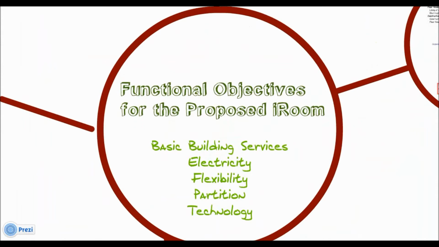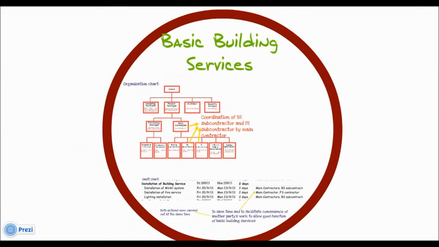Since the 5 functional objectives have already been illustrated using the POP model and parts of the 3D BIM model, I will talk more on how those 5 functional objectives can be achieved using the Gantt chart and organization chart below. First, I will start with the functional objective of efficient basic building services. What we have to focus on is how this objective can be achieved through careful planning. Planning in terms of time and person in charge is significant to the success of a construction.